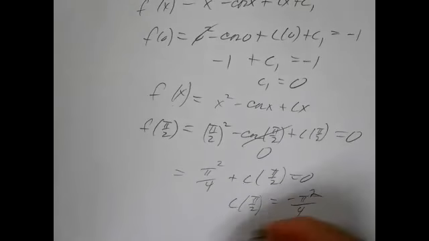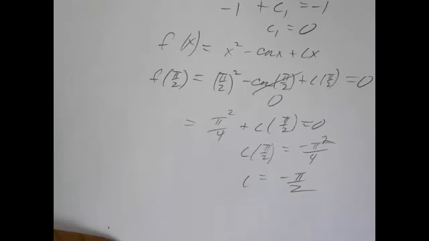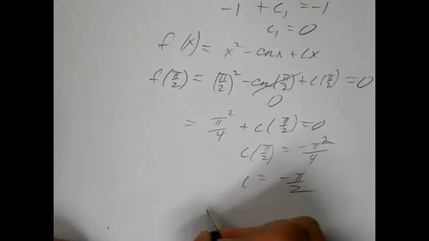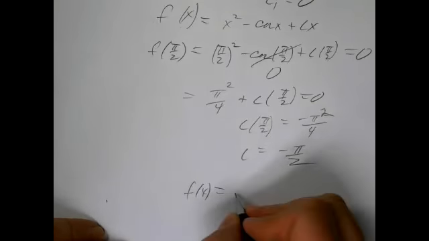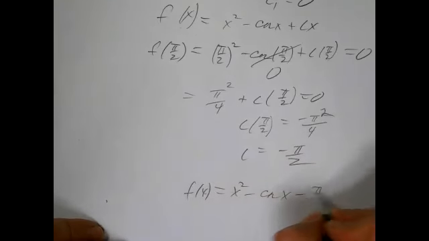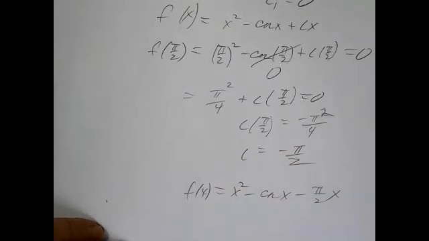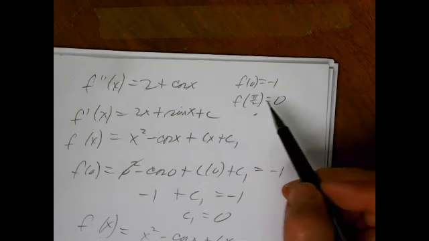Dividing off the pi over 2, I get that constant to be a negative pi over 2. So refining the function one last time, I find that f of x is equal to x squared minus cosine of x minus pi over 2 times x. All right, that is not a general form, but that is the exact function that has the second derivative we wanted it to have and has the function values here that were required or that were asked for.